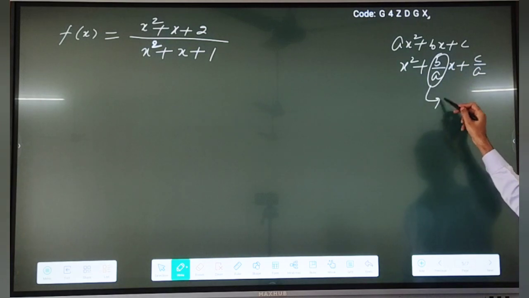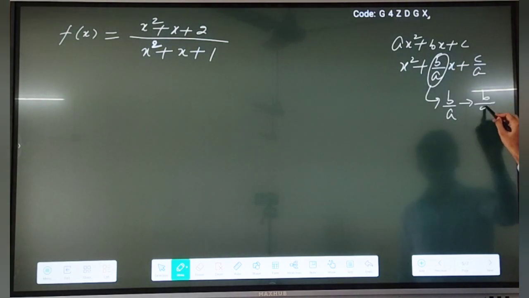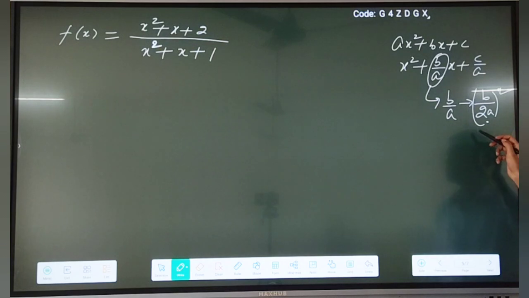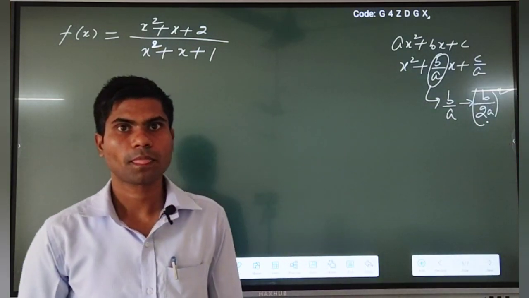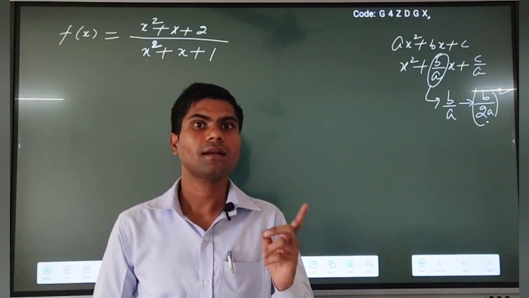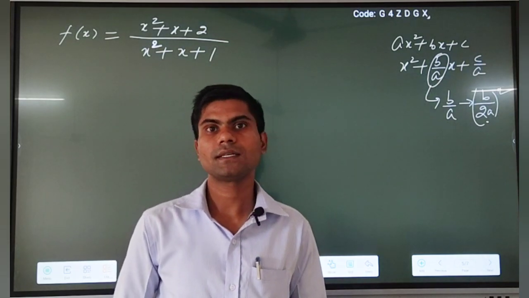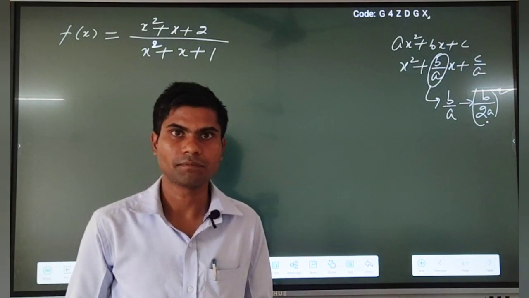What is the coefficient of x? B by a. What is half of b by a? B by 2a. And then square. So we need to add this number and subtract this number. The first thing is the coefficient of x square should be 1. Then half of the coefficient of x, squared, we need to add, and the same number we need to subtract. So it is the method to convert any quadratic expression into the form of a perfect square.